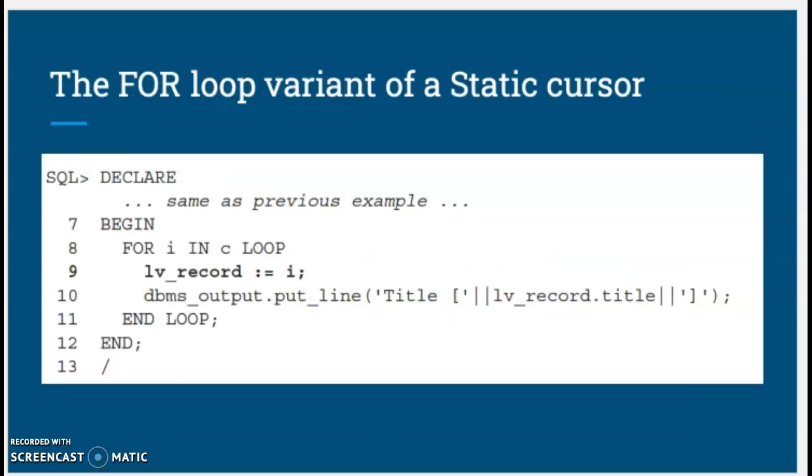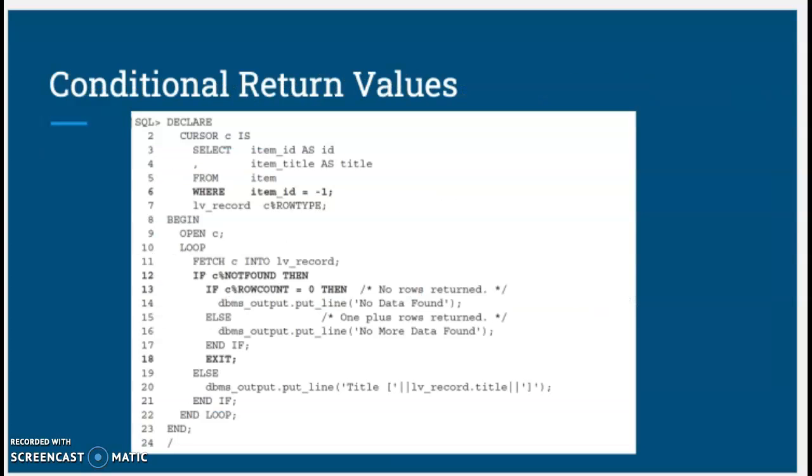The for loop variant of a static cursor. A cursor for loop statement can support direct assignments from any type of variable by implementing a dynamic select statement. The for loop doesn't provide the ability to manage behaviors when it returns or fails to return rows. You need to return to the simple loop to manage those behaviors using if statements and the not found and row count cursor attributes in a simple loop.